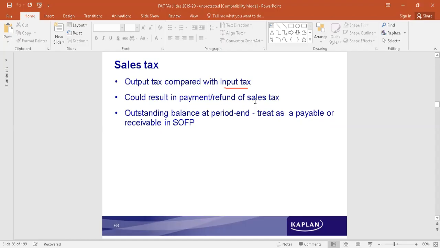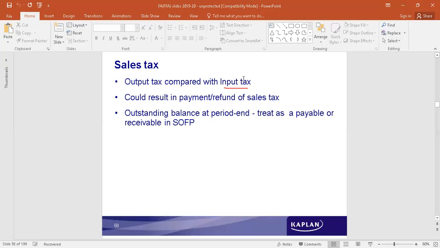Where would they appear? Till the time the amount of output tax is not paid, it is a payable, it's a liability, and it is treated as a payable in the balance sheet. The balance sheet, we call it a statement of financial position or SOFP. In the SOFP, it is a payable.